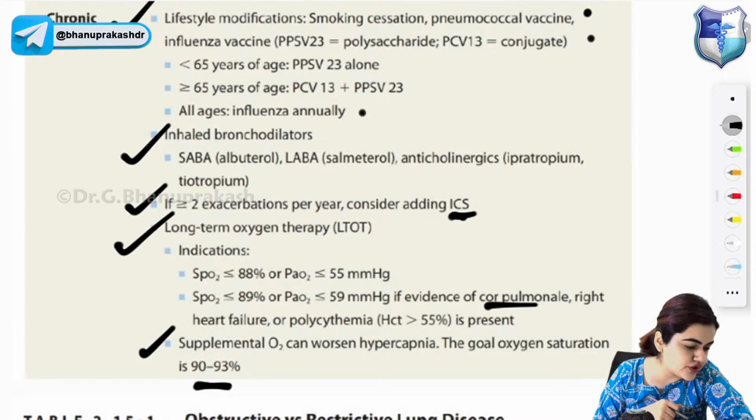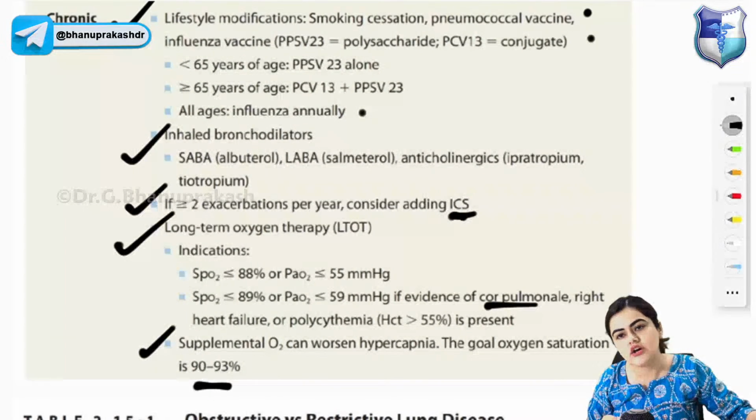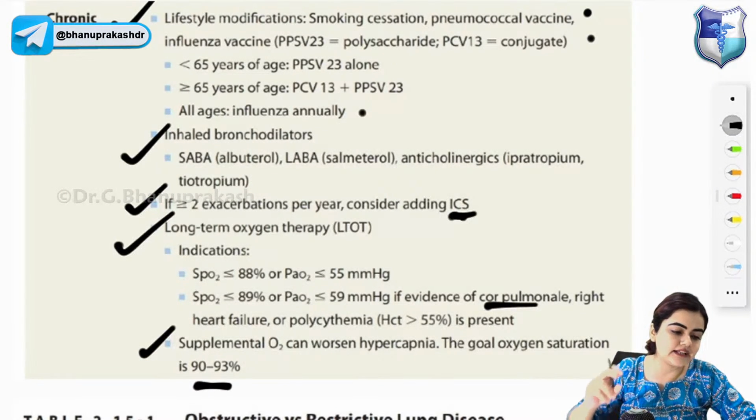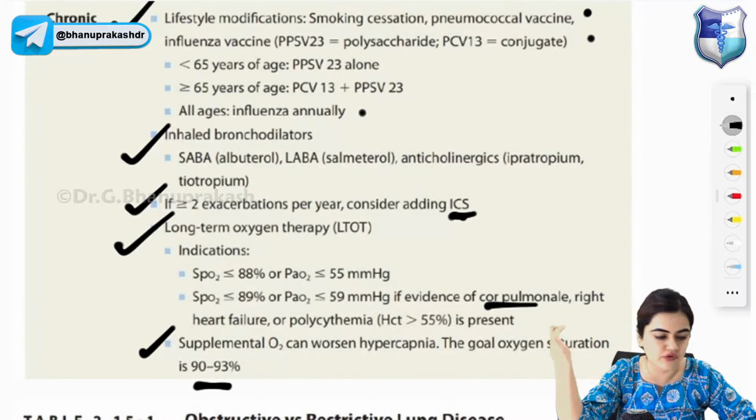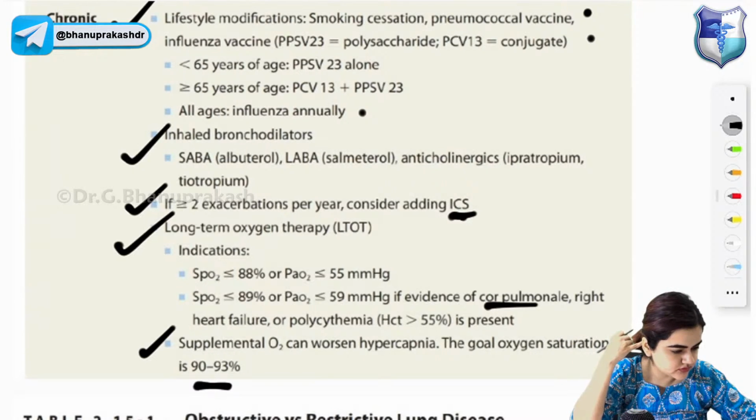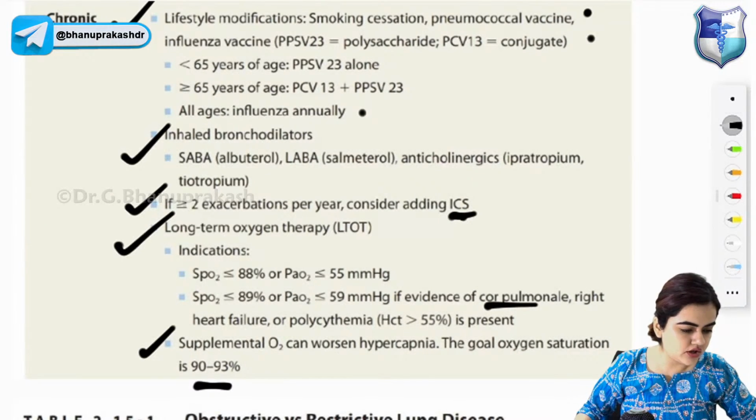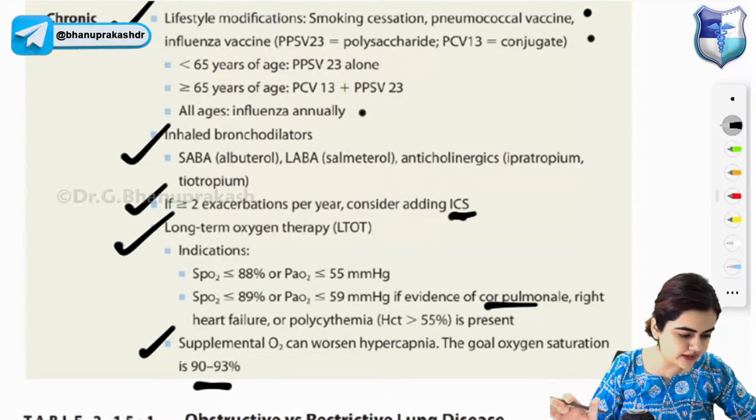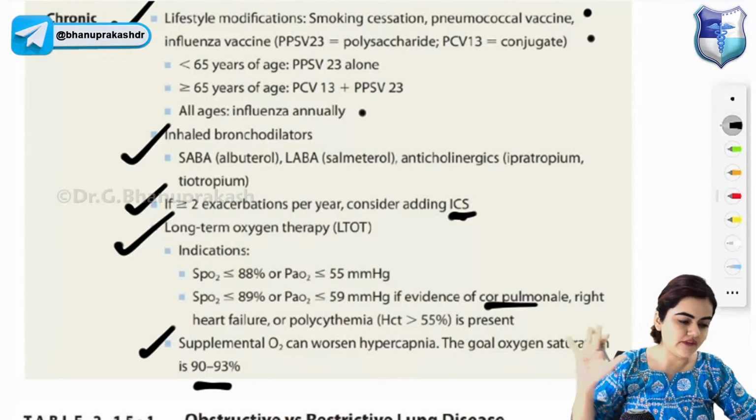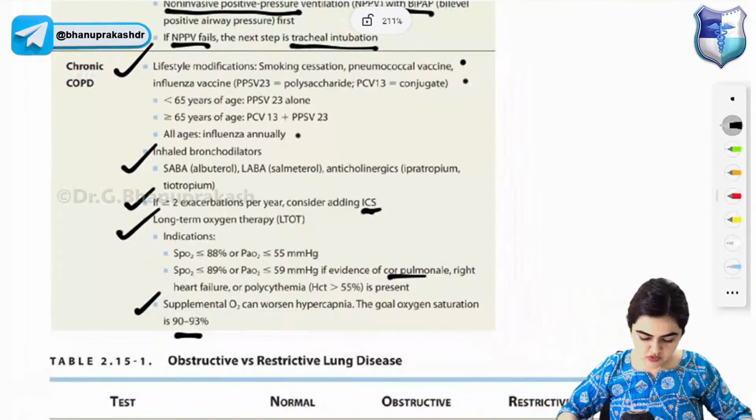Yes, Reid index is used in chronic bronchitis. Yes, very good. What is Reid index? How do you calculate Reid index? Reid index is the thickness of the gland divided by thickness of the wall. Very good. Yes, very good. Cor pulmonale is right-sided heart failure. Gene involved: BMPR2. NPPV is the treatment. Tracheal intubation. Very good.